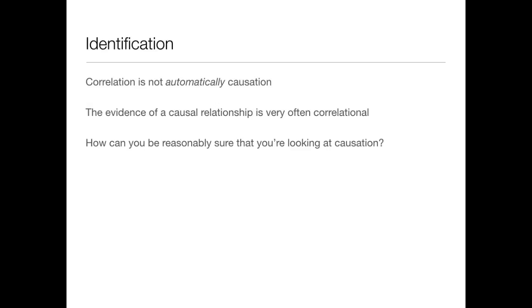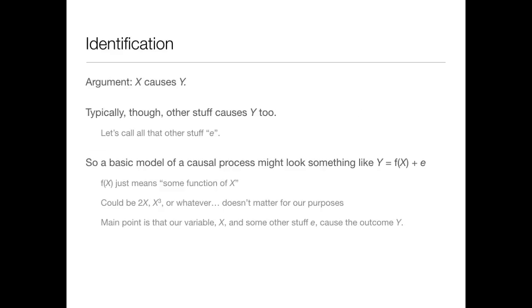So, when you're looking at a correlation, how can you have some reasonable assurance that it's the result of a causal relationship, or of the causal relationship that it purports to be? Let me run through how this is going to work in principle. Let's say you have an argument that some variable x causes some other variable y. Now, your variable x is not going to be the only thing that causes y, whatever y is. There's going to be other stuff that causes y as well.